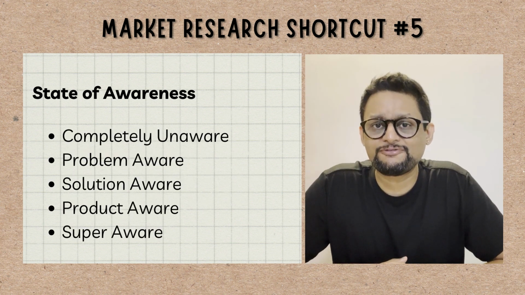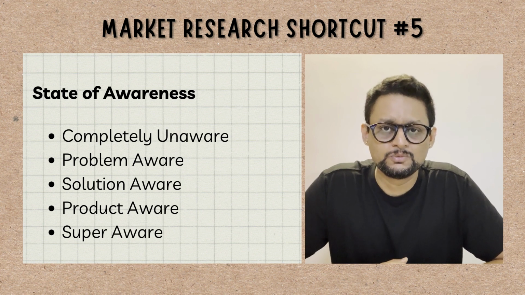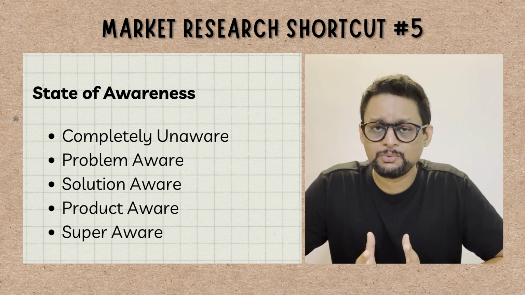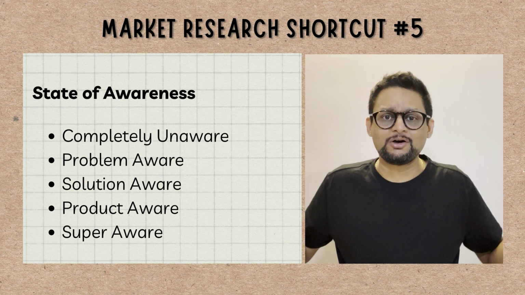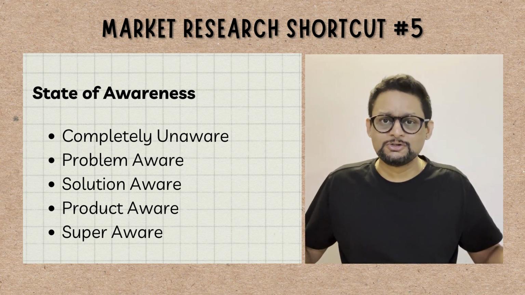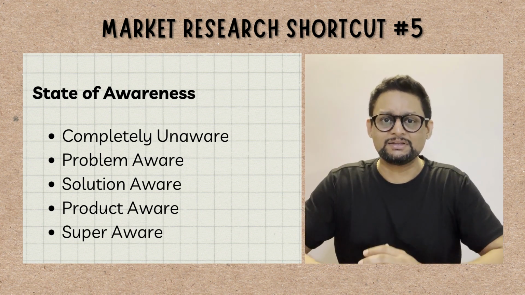Broadly speaking, there are 5 different stages of awareness. The top level is completely unaware. Your clients and customers are not aware of the problem. They don't know what solutions are there. They just don't know anything. They're just living their life.